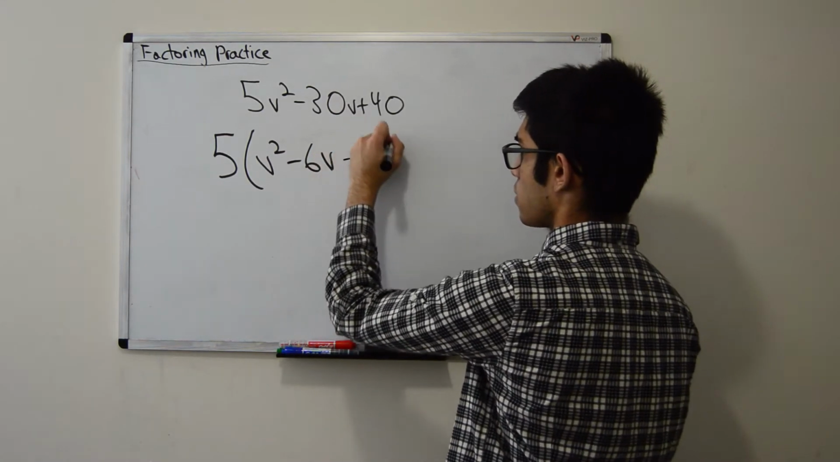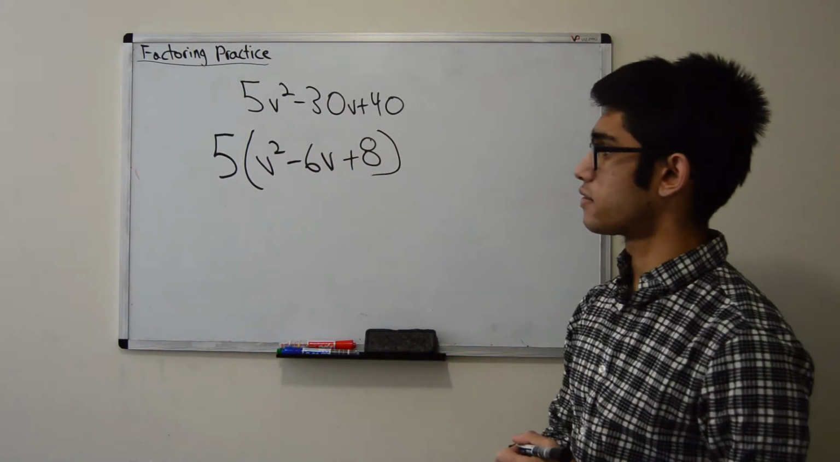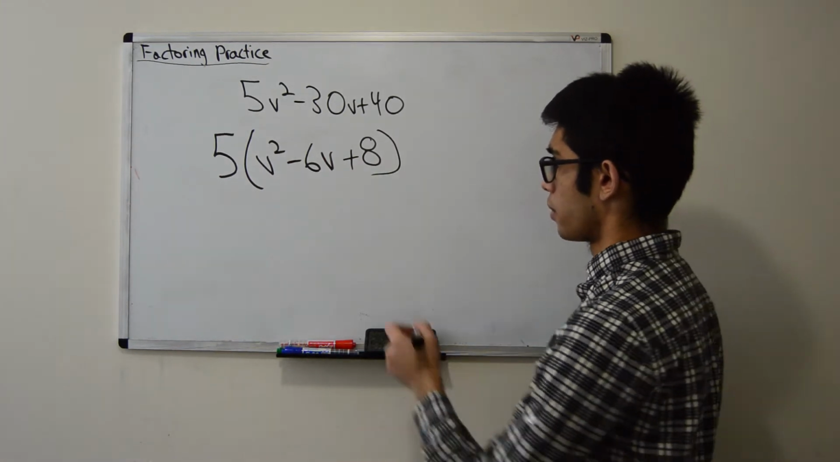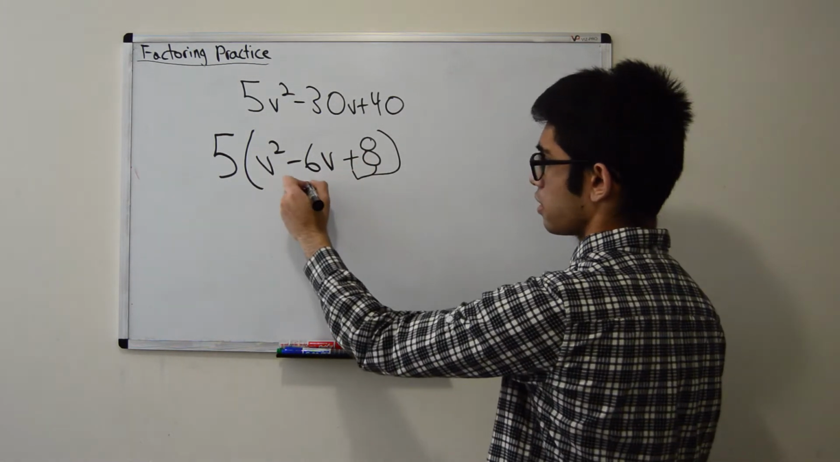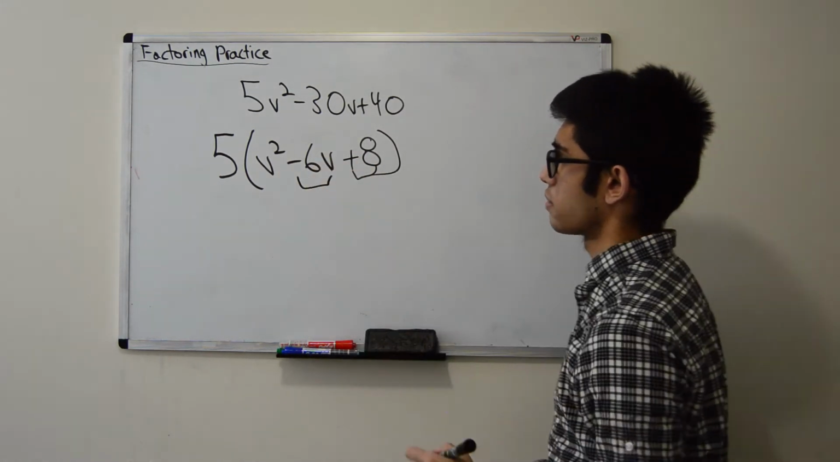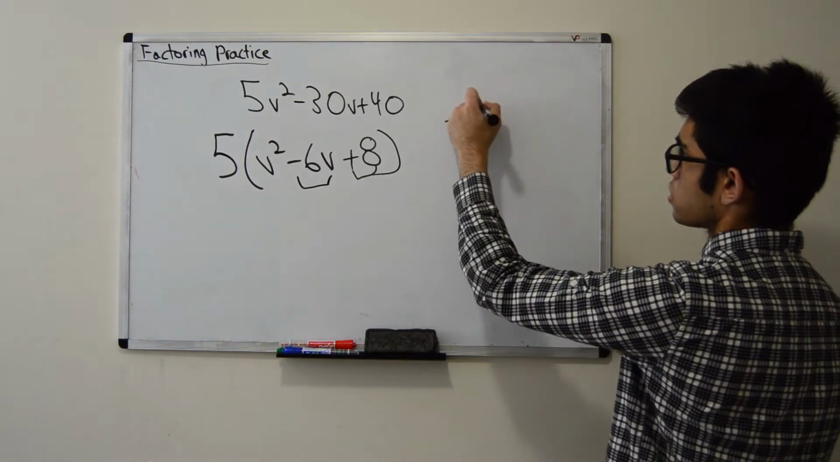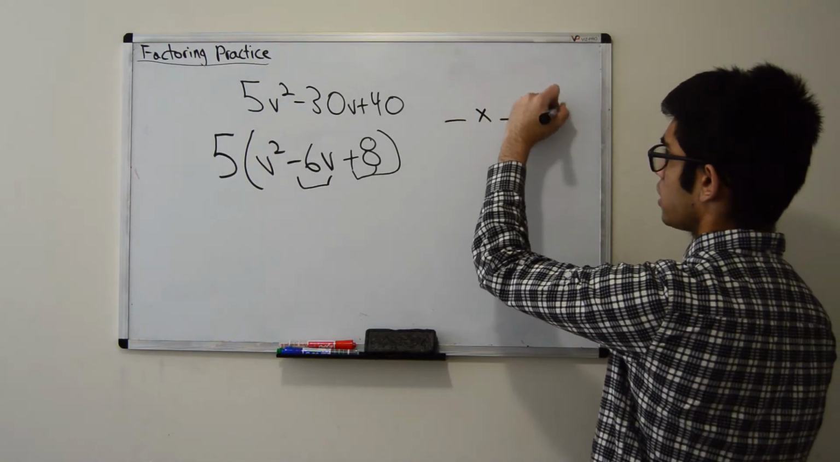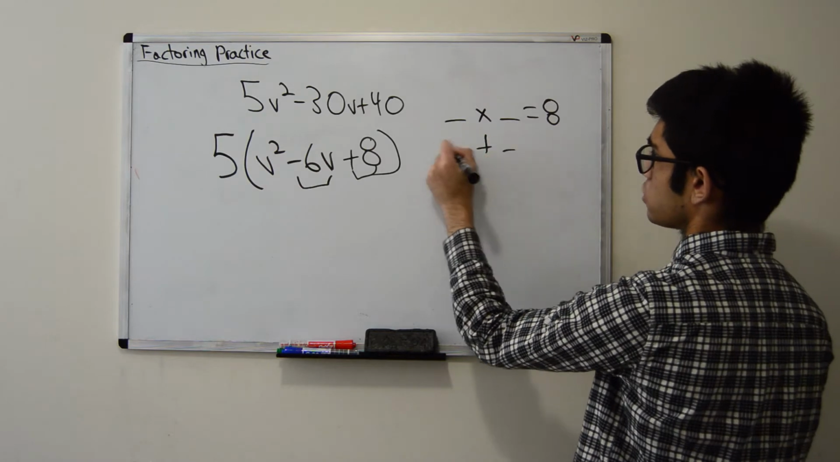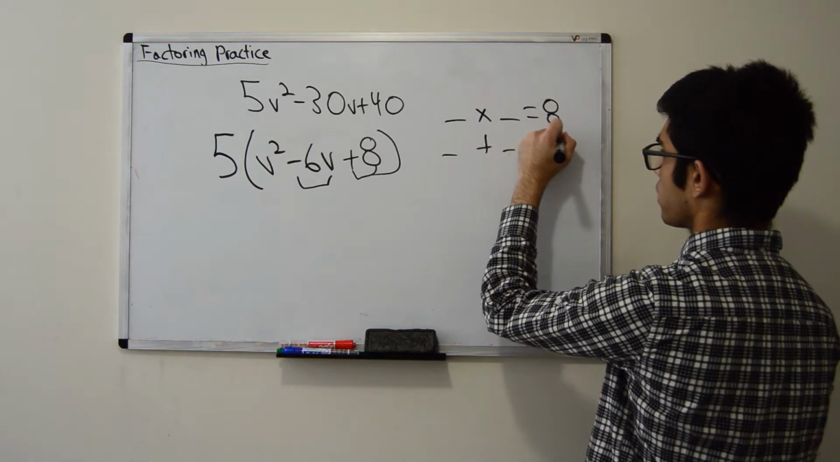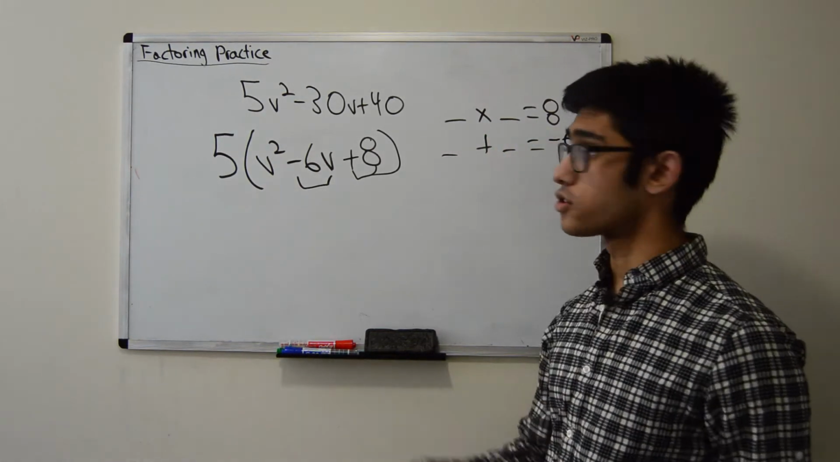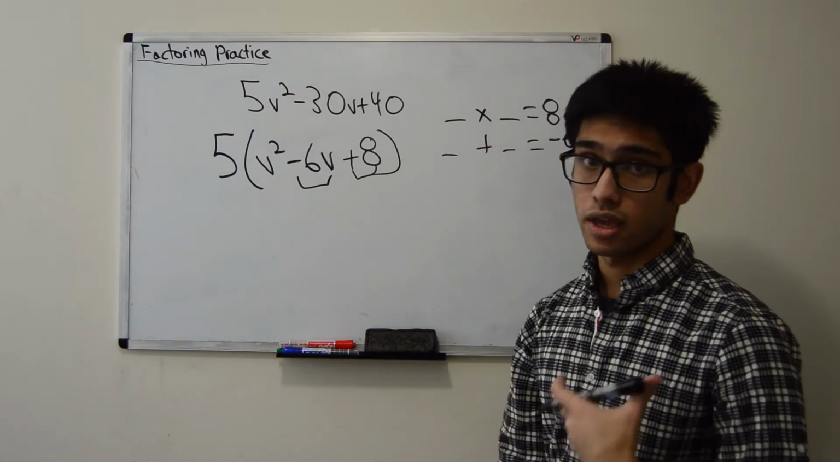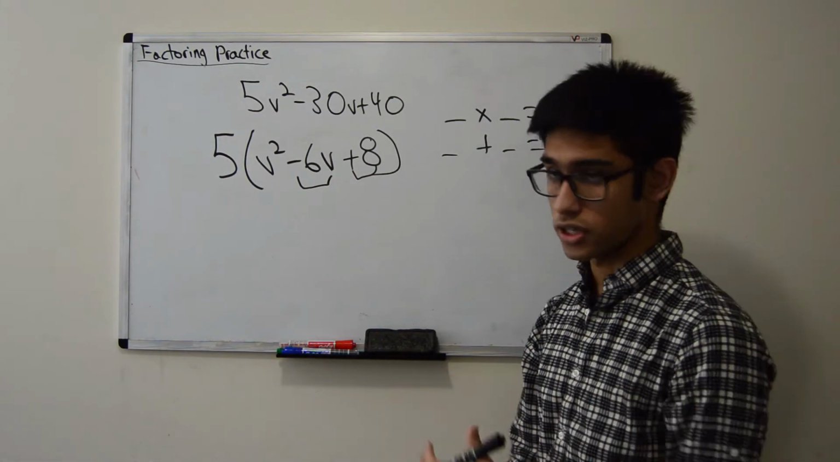Okay, so now what is our goal here? Well, our goal is to find two numbers that will multiply to positive 8 and add to negative 6. So why don't we go ahead and write that somewhere? So multiply to 8 and add to negative 6. So go ahead, pause the video, try and look for these two numbers. And once you have those two numbers, you can again proceed with the video.